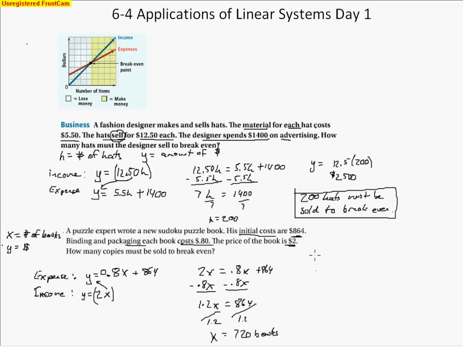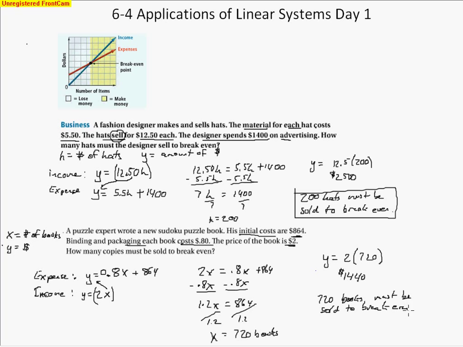To find out how much money that would be, I would just double that, because I'll put it into my income equation. 2 times x, 720, and that makes 1,440. Well, I'd sell 720 books to make that amount of money. 1,440 dollars is when I'll end up breaking even. So we'll say 720 books must be sold to break even.